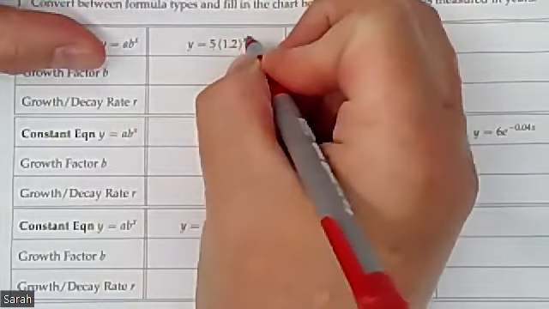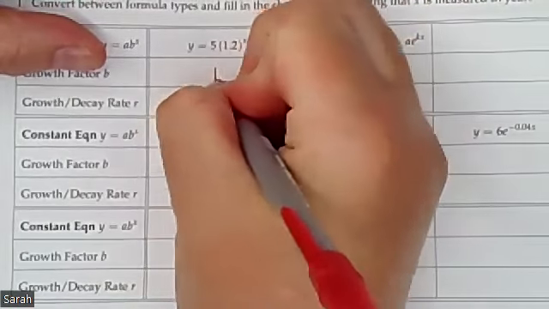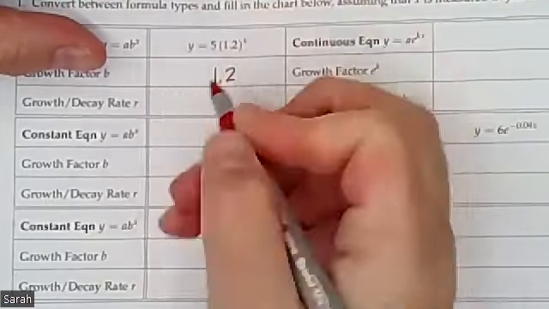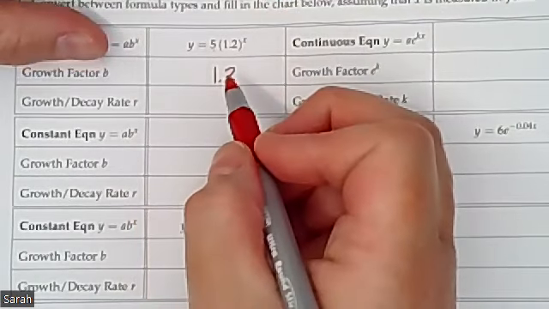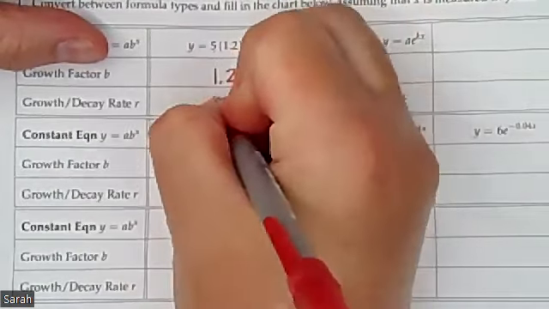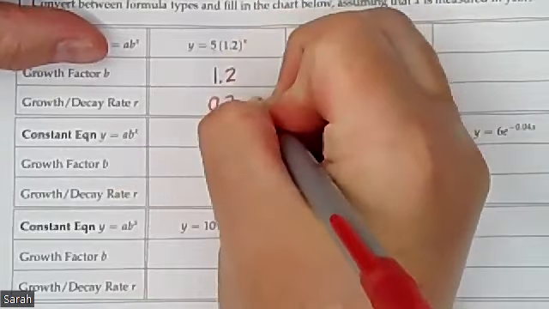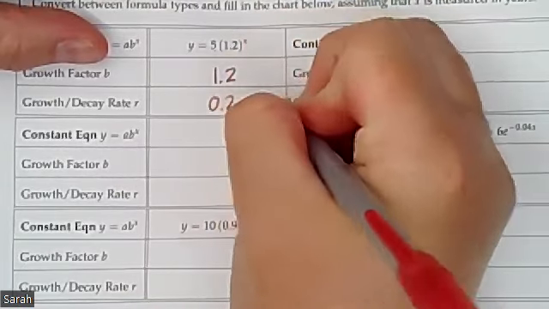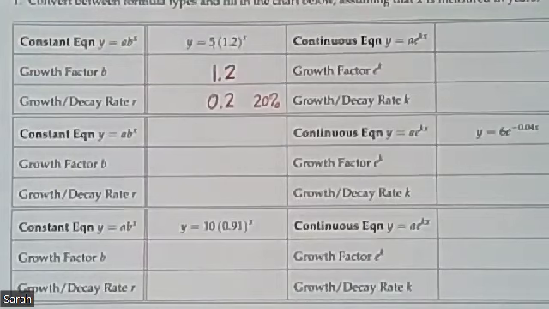You know b is whatever number is being raised to the x, so that's 1.2. And then to get to r, we just subtract 1 from b. So that leaves us with 0.2, or if you're interested in the percent, that is exactly 20%.